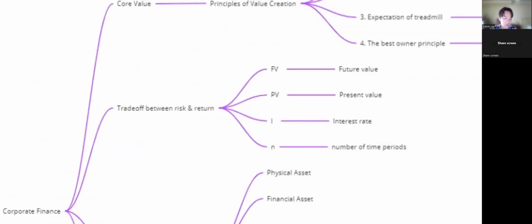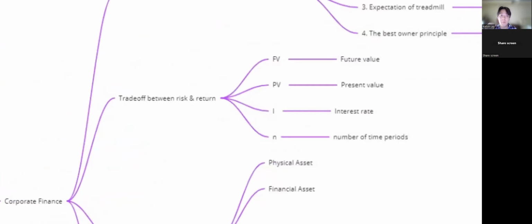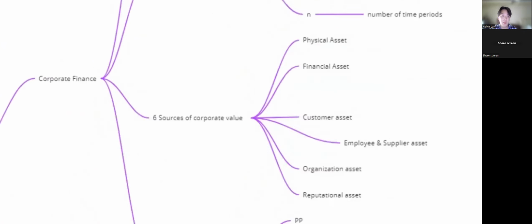The second is the trade-off between risk and return. The main focus here is basically the time value of money. So the four factors include future value, present value, interest rate, and number of time periods, which I believe we are pretty familiar with already.